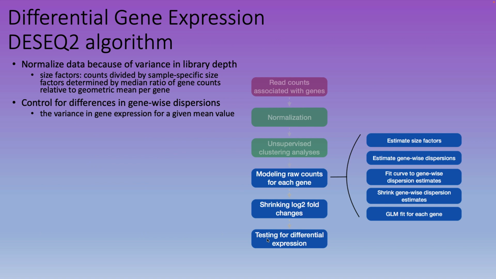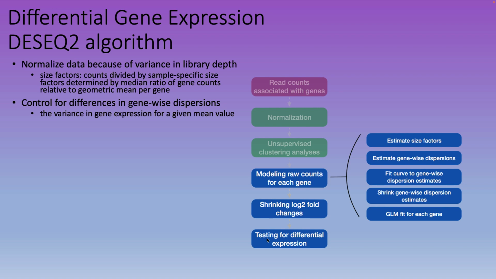DESeq2 is a little bit different from the FPKM, RPKM, TPM methods I talked about before, where it does do some read normalization, as we talked about, but it does it using a slightly different methodology. I'm not going to go into a lot of detail about it, but basically, it's going to use counts divided by some sort of sample-specific sizing factor. That sizing factor is determined by looking at the median ratio of gene counts relative to the geometric mean for each gene. And so it's going to calculate these sizing factors.